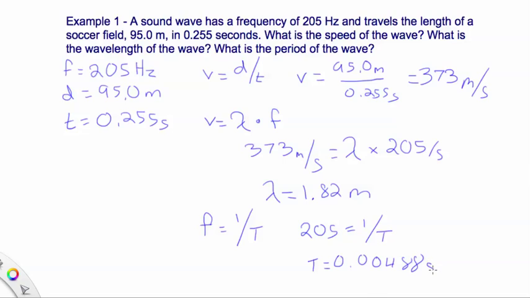0.00488 seconds. So the way those are related, remember the frequency means 205 waves pass a point in 1 second, and the period means that it takes 0.00488 seconds for one full wave to pass the point. Let's look at a second problem.